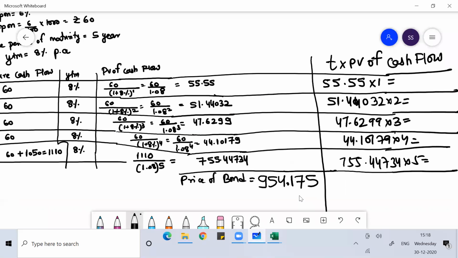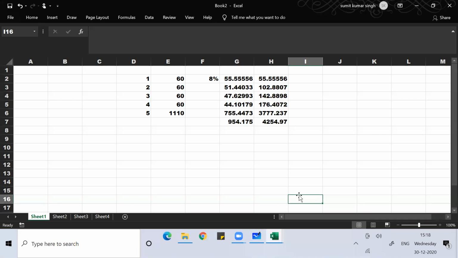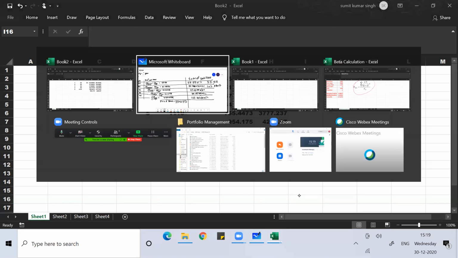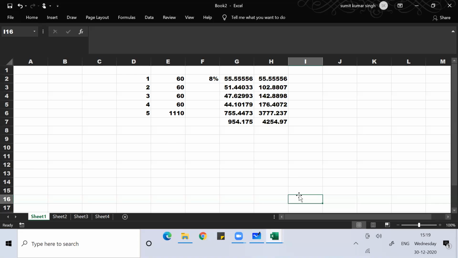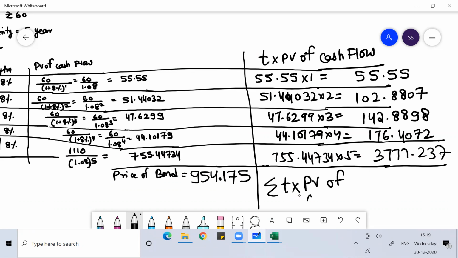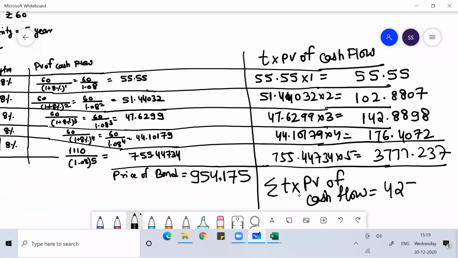Okay, so if you do this, you'll get 55.55. The second one you'll get is 102.8807. The third one you'll get is 142.8898. The fourth one you'll get is 176.4072. Then the last one you'll get is 3777.237. And then the sum of t into present value of your cash flow will be equal to 4254.97.